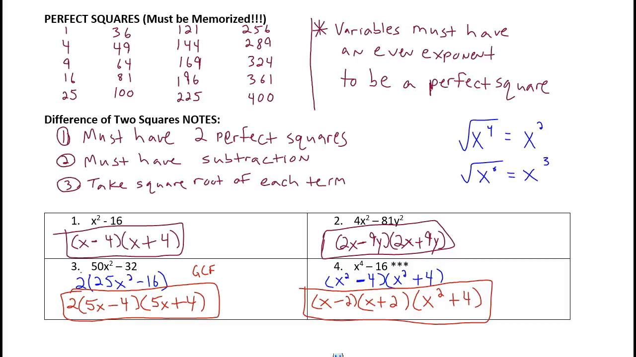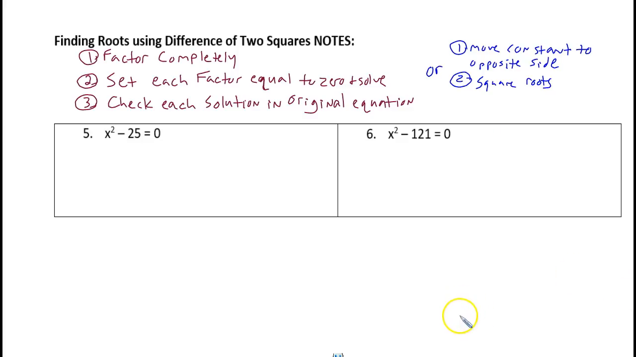Well, that is factoring. I might also ask you to actually solve the equations. We call this finding roots, or finding zeros, or finding solutions. So we're going to find the roots using the difference of two squares. Now, in order to do this, we're going to use that pattern for factoring that we just discussed to factor it completely. We're then going to set each factor equal to 0 and check each solution in the original equation to make sure that we got it right.